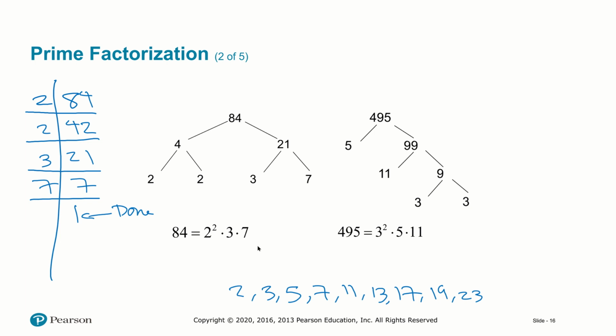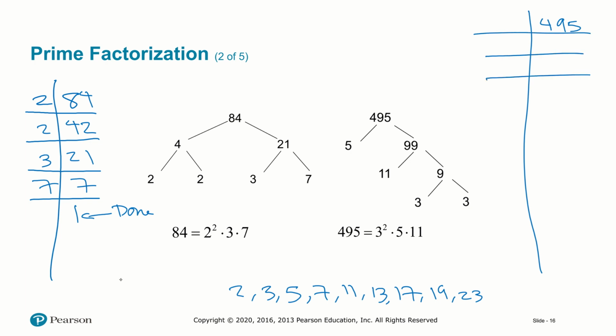Now, I want you to pause the video and see if you can do that for 495 on your own. Create this kind of a table for 495. So write 495, draw a line, and then get to work. Pause the video and see what you come up with.